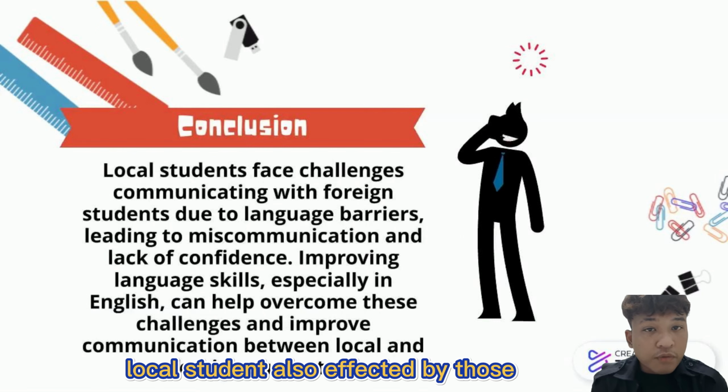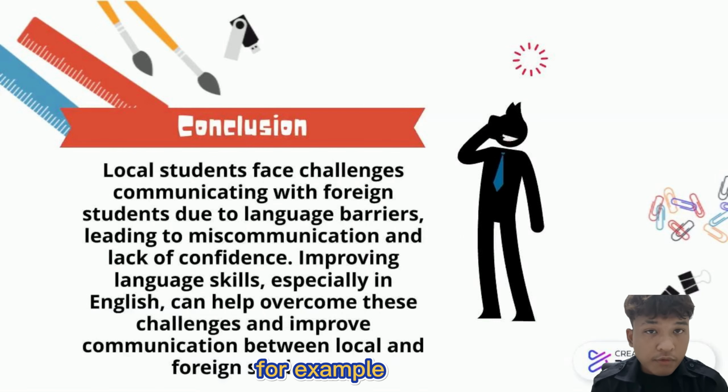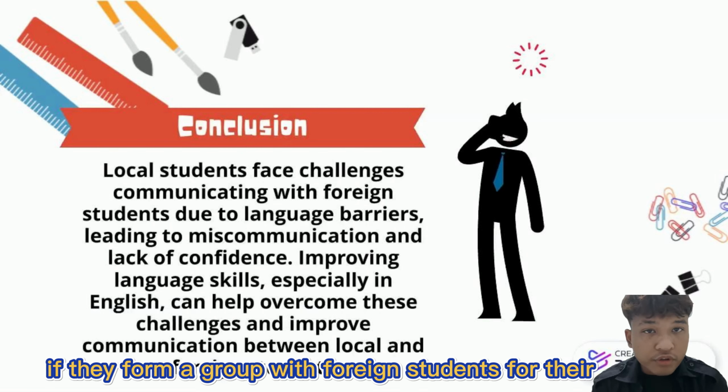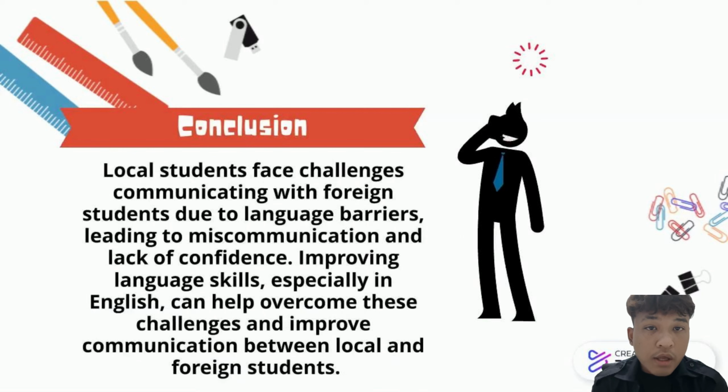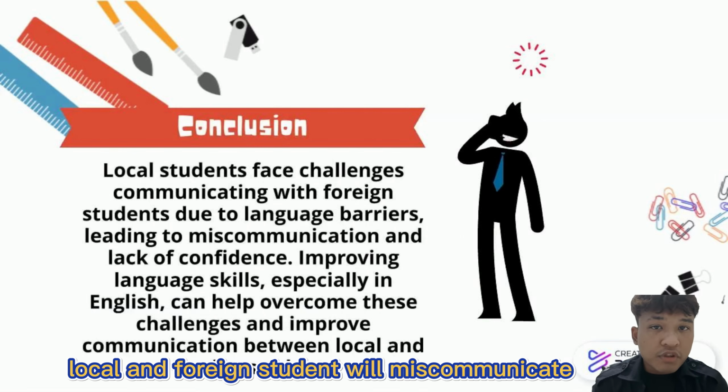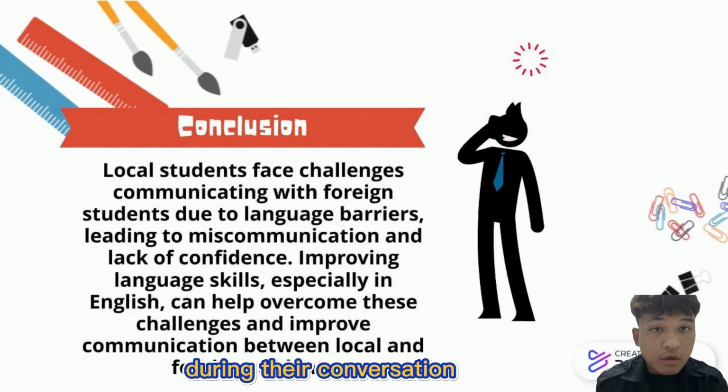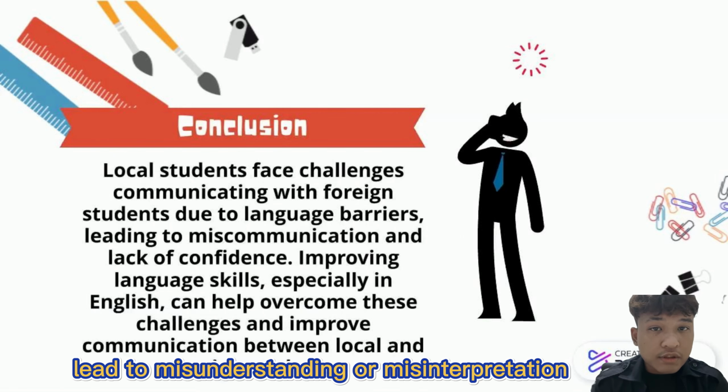Local students are also affected by those challenges in their study. For example, if they form a group with foreign students for their group assignment, they cannot perfectly finish their assignment and it will affect their result. Both local and foreign students will miscommunicate during their conversation, leading to misunderstanding or misinterpretation.